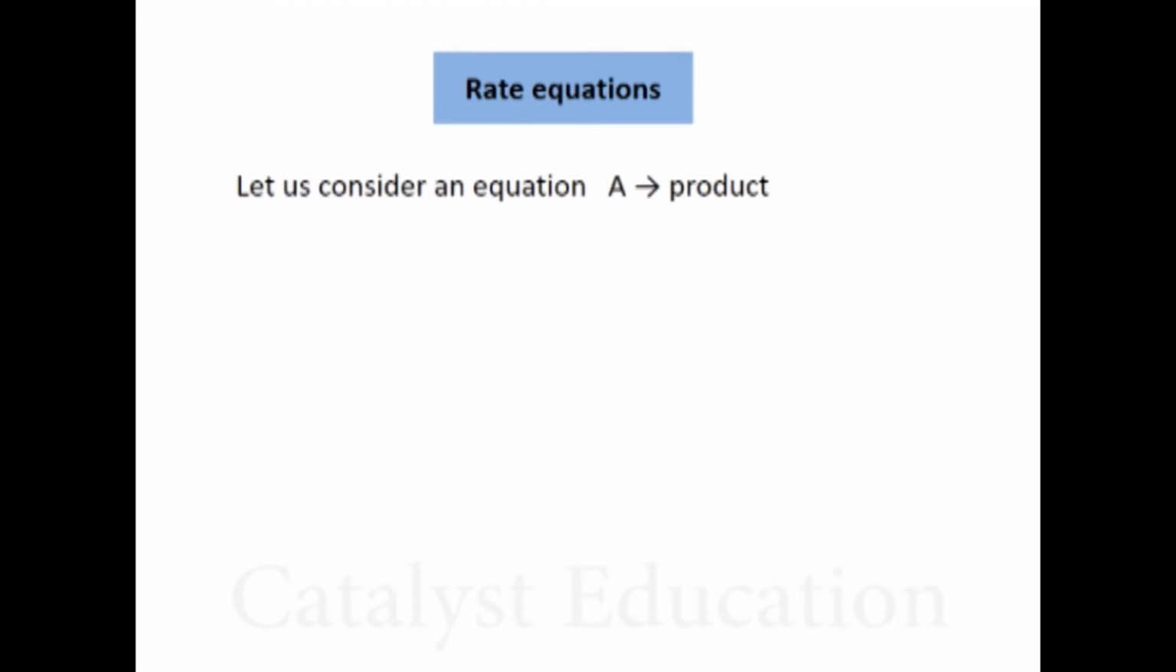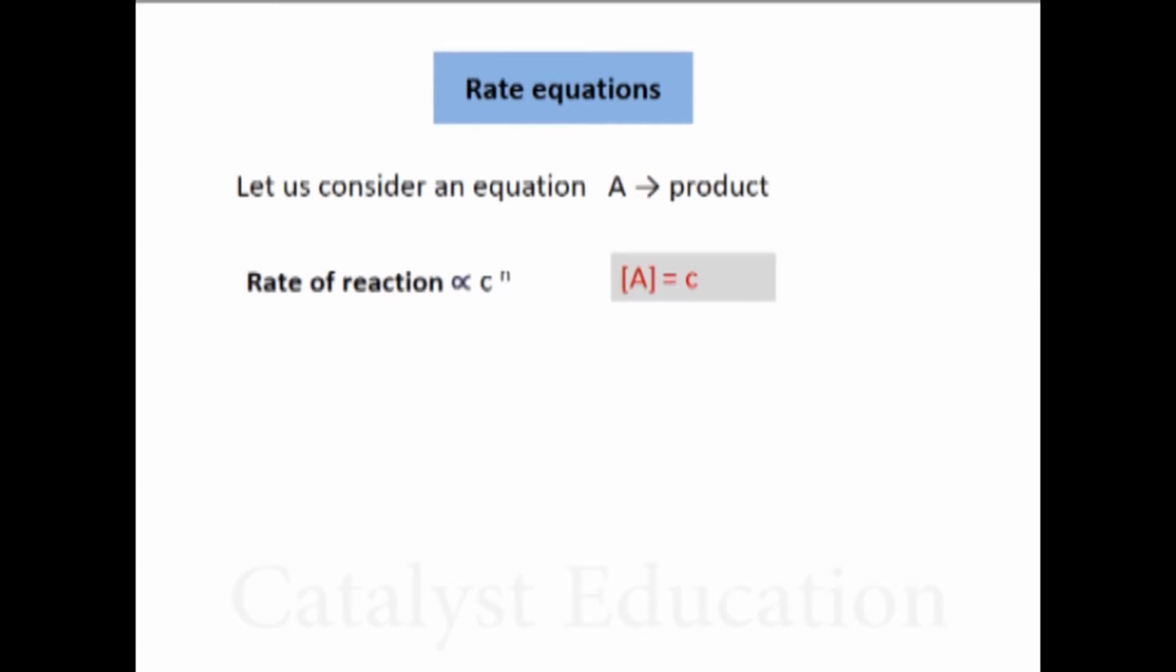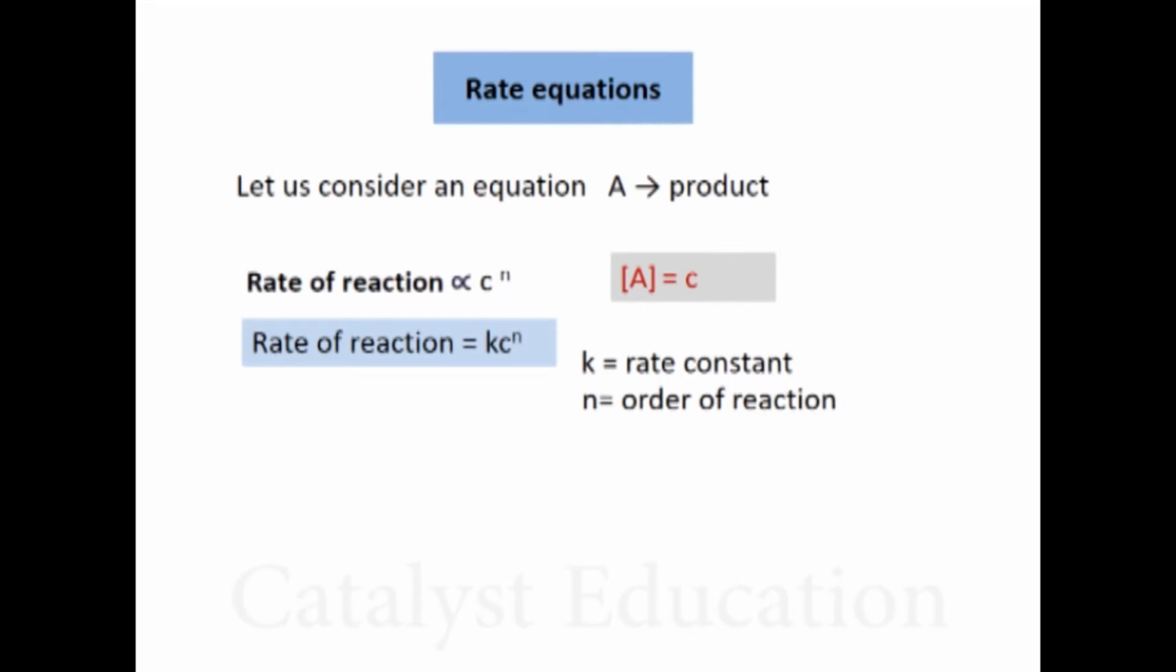Rate equations. Let us consider a reaction of reactant A to the product. Here the rate of reaction is proportional to C to the power n, where C is the concentration of the reactant A. So rate of reaction is equal to k c to the power n. Here k is the rate constant and n is the order of reaction.